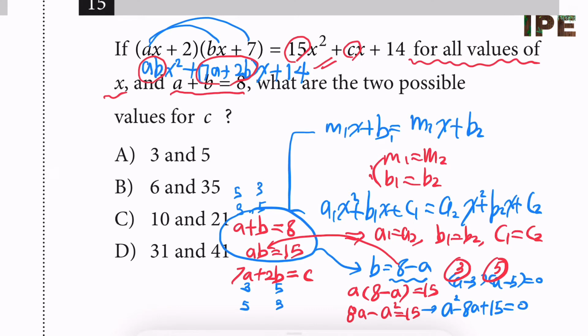So if a is 3 and b is 5, 7 times 3 plus 2 times 5. That is c. c is going to be 31. If a is 5, b is 3, 7 times 5 is 35, plus 2 times 3 is 6. So c is 41. So c is what? 31 or 41. That's the answer.